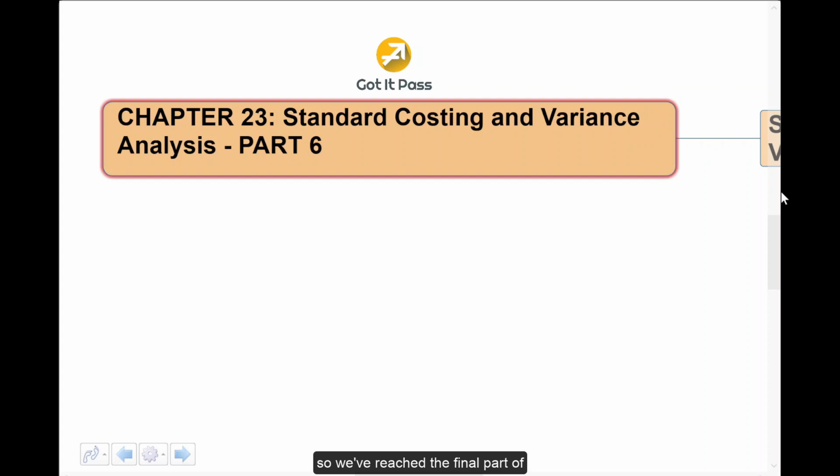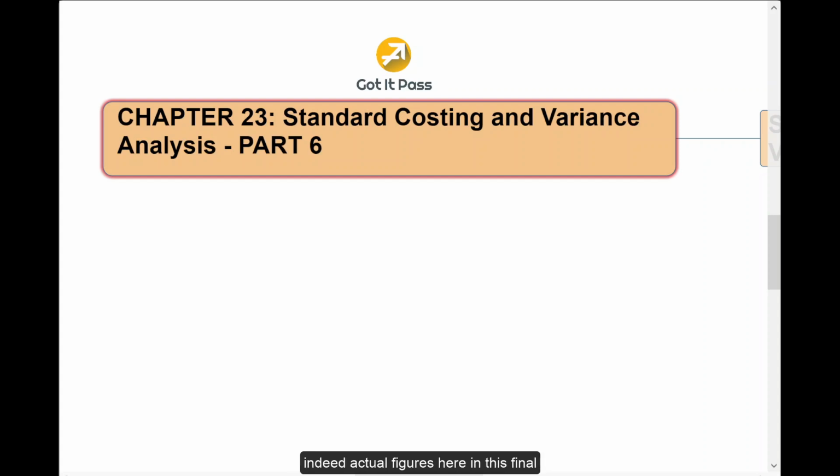So we've reached the final part of Chapter 23, Standard Costing and Variance Analysis. And as mentioned in Part 5, this last section is fairly straightforward, fairly manageable. Really, we've gone from a consideration of what standard costing is through a series of variances, becoming slightly more complicated as we went from sales variances through to the fixed production variances. And then we considered the operating statements where we control things. We look at a statement that allows us to reconcile between budgeted and actual figures.